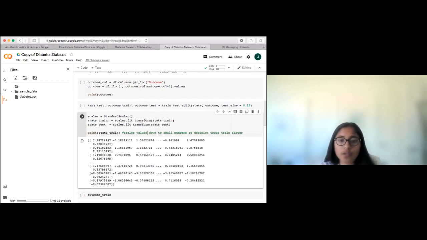So that's what I'm doing here. I'm just scaling it using the scaler.transform function for both my training and my testing data. And then I'm just printing it to make sure that it was scaled, which it was. So is everyone good with that?